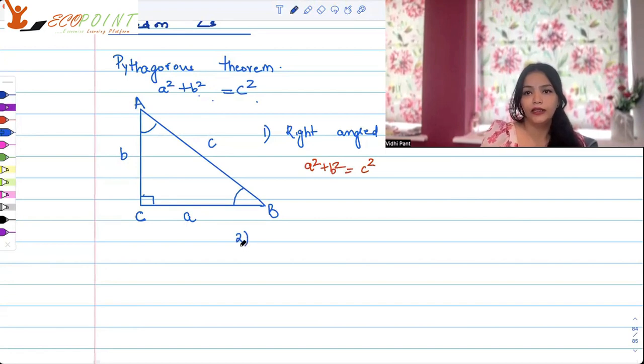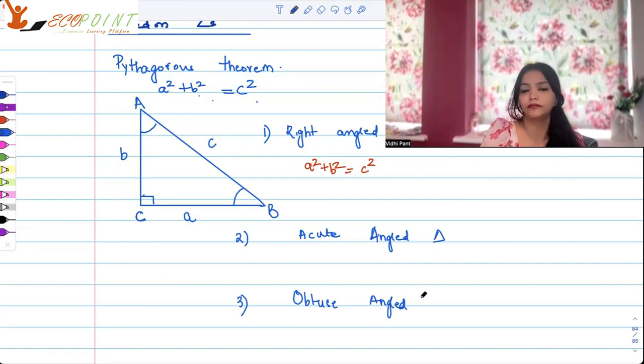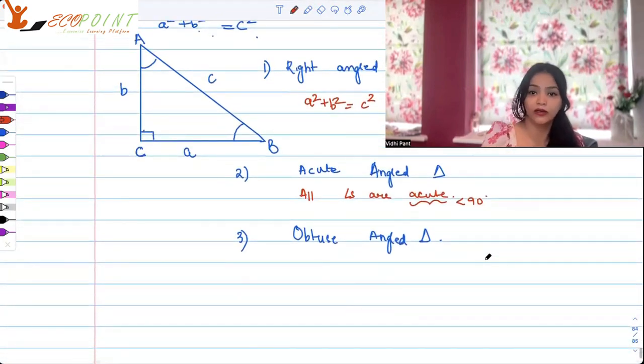Number 2, the way we define types of triangle with respect to angle: right angle एक होता है, acute angle, एक होता है obtuse angle. So there could be an acute angle triangle and there can be an obtuse angled triangle. What happens in an acute angle triangle? All angles are acute. Acute angle is, every angle is less than 90 degrees. All angles are acute.